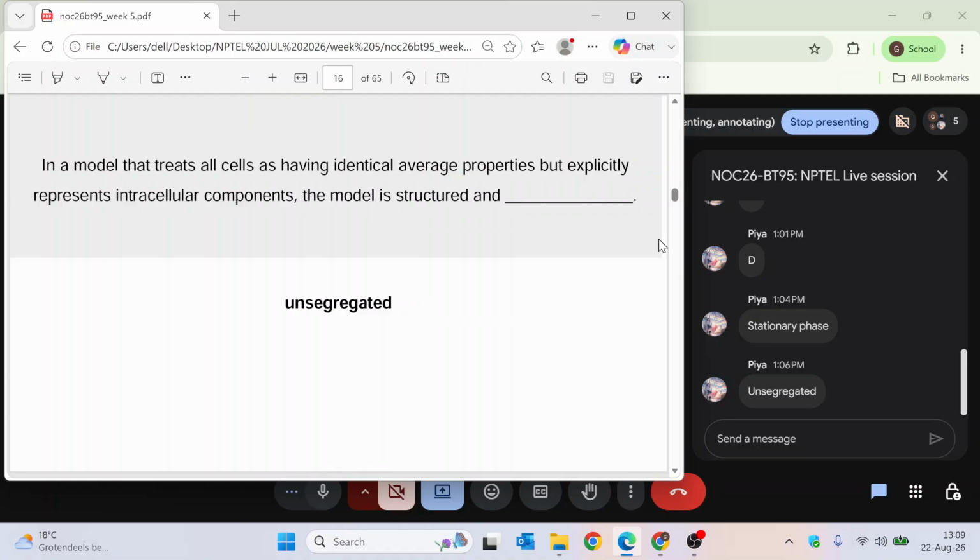So here we are given that a model treats cells as having identical average properties, but explicitly represents intracellular components. So because it explicitly represents intracellular components, you call it a structured model. Since it treats all cells as having identical average properties, you classify it as an unsegregated model.